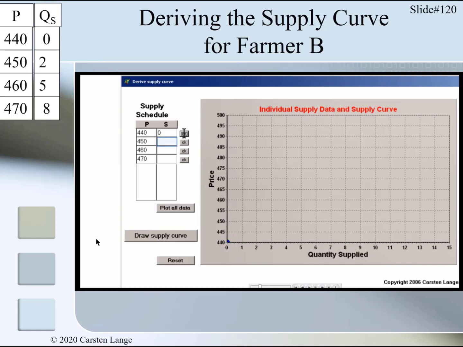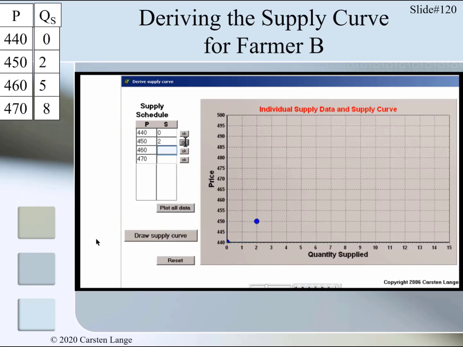What if the price is 450? If the price is 450, the supplied quantity was 2. Type this in the supply schedule and click OK. Check the diagram. The data point was plotted correctly. If the price is 450, the supplied quantity is 2.